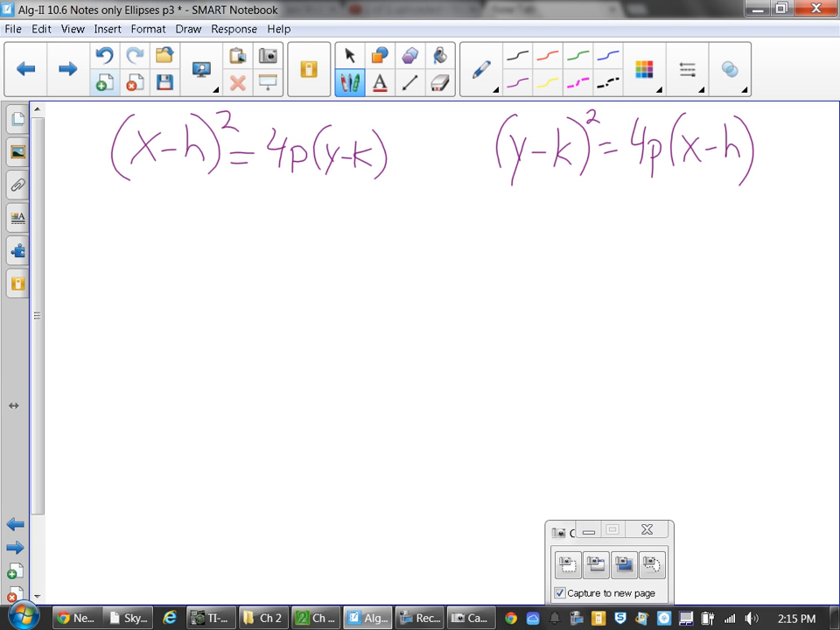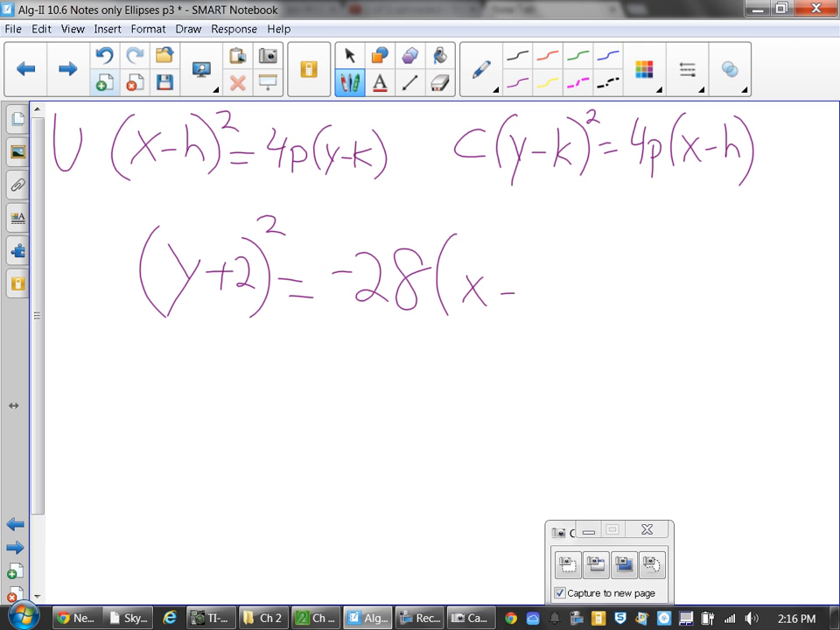Yes, ma'am? The x squared is the one that goes up and down. Yep. Because remember, you've been working with x squared parabolas all along. X squared parabolas are always the ones that went up and down. The y squareds go left and right. So this is your up and down, and this is your left and right. As we go through this, I'm going to do a real easy one. Let's say it's y plus 2 quantity squared equals negative 28 times x minus 3.